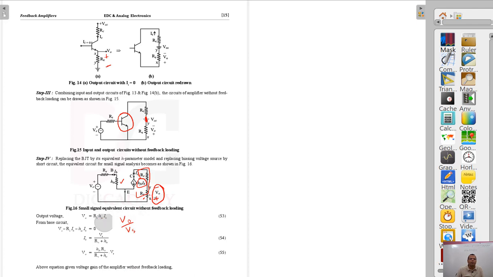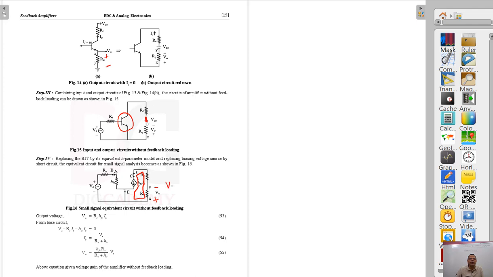Let me clarify again. The current IC, which is nothing but hfe into IB, passes like this, going through resistance RE, going upward and then coming back this way. This is the positive terminal, and this is the negative terminal.